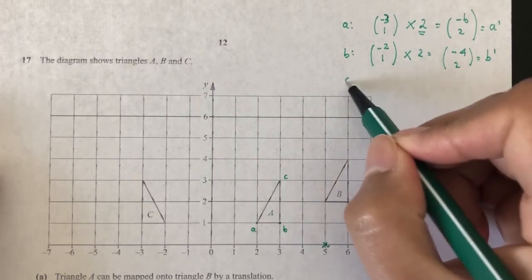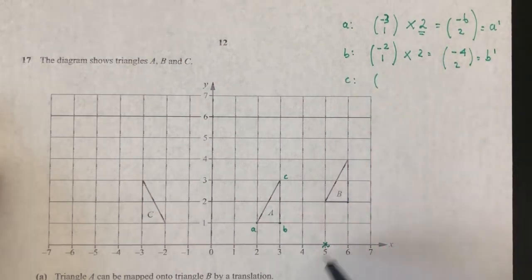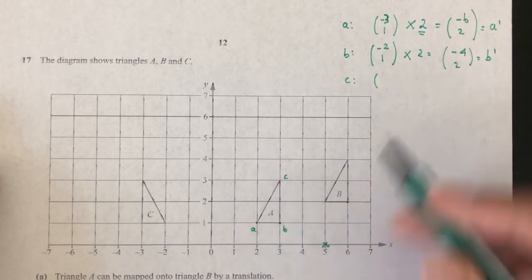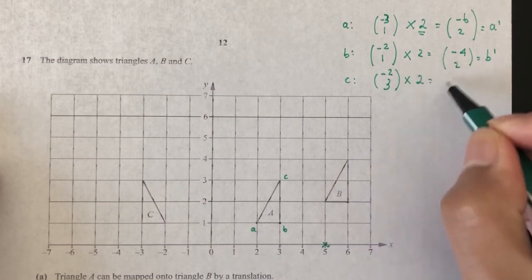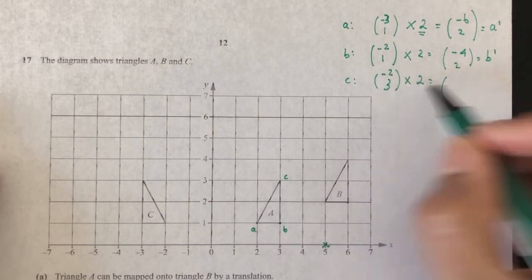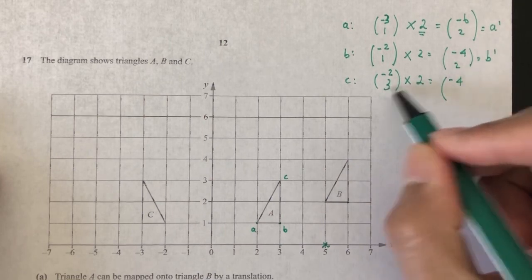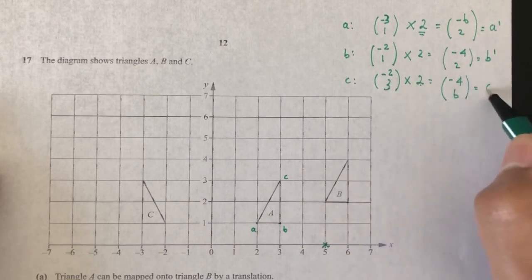And then C, same thing again. How do we go to point C? So 1, 2, and 1, 2, 3. So (-2, 3) times 2 again, because the scale factor is 2. -2 times 2 is -4, 3 times 2 is 6. That will be the point C dash.